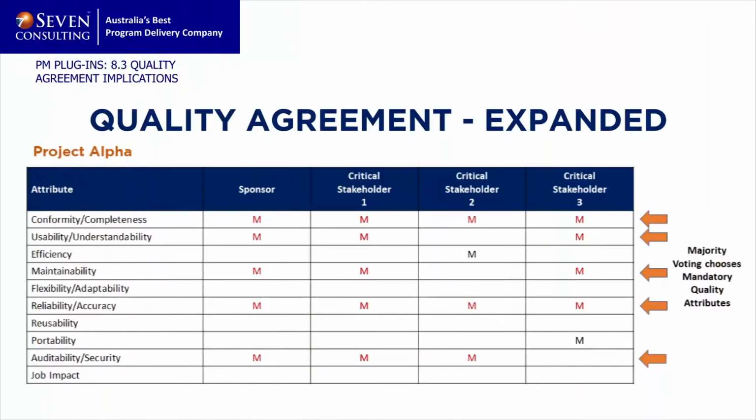We've also used things where you give people 10 stickers and they actually place the stickers against the attributes. So if they put all their 10 stickers against one attribute, you know what really matters to them. But that comes back to the bigger question, which we'll talk about later, that sponsors ultimately own projects, and the simplest way to use the Quality Agreement tool is to simply let the sponsor choose and then validate that with other critical stakeholders.